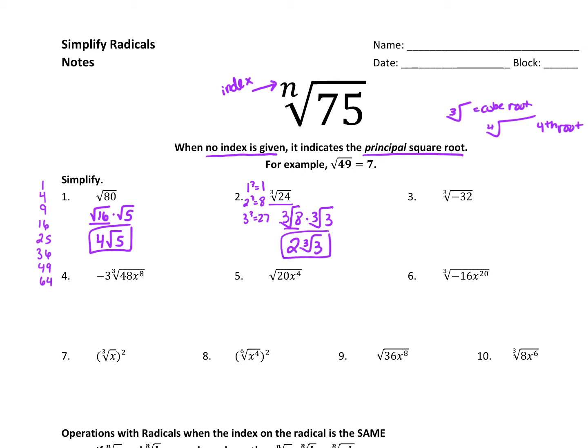Similarly, if I think about my perfect cubes with 32 or negative 32, I can take the cube root of negative 8 times the cube root of 4. The cube root of negative 8 is negative 2, because we can take the cube root of negative numbers. We just can't take the square root of negative numbers.